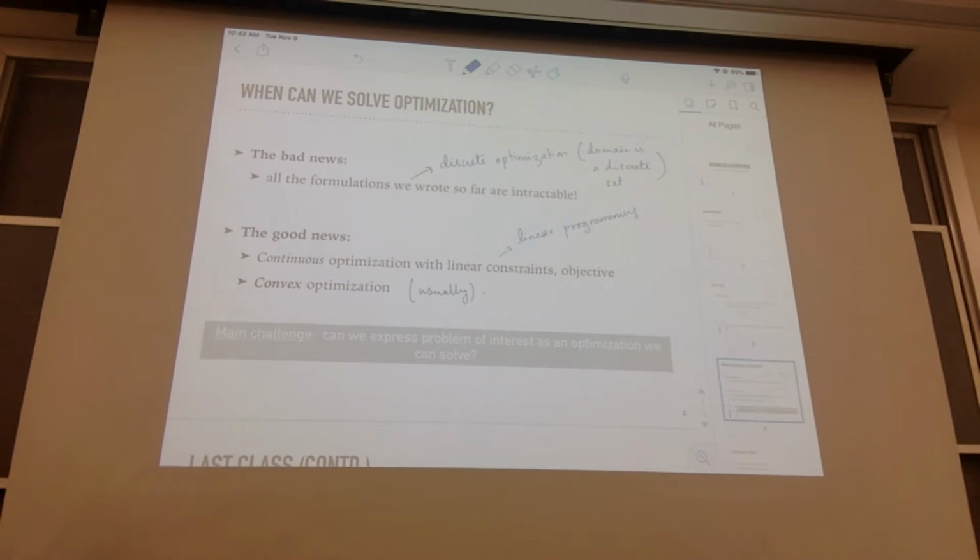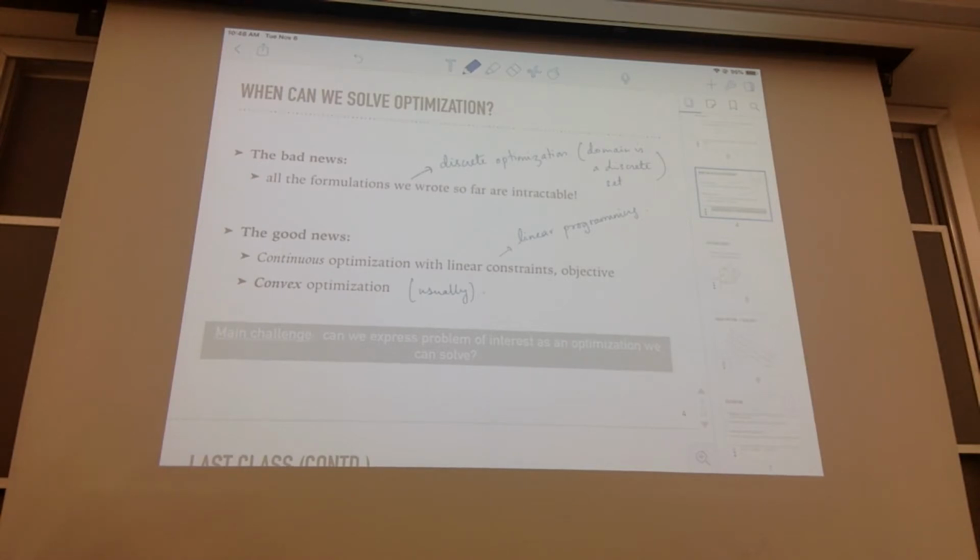And so the main challenge in trying to use these methods is how can you express your problem of interest, your favorite problem, as some optimization that you can actually do efficiently. So that's the general focus. Today, I want to talk a little bit more about linear programming because I want to give you a sense of what is actually involved in solving a linear program. Today's class will be a bit more linear algebra heavy than previous times. So just a warning. All right, let's start.